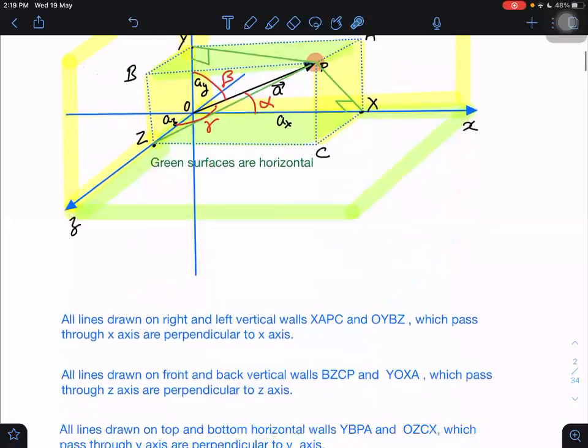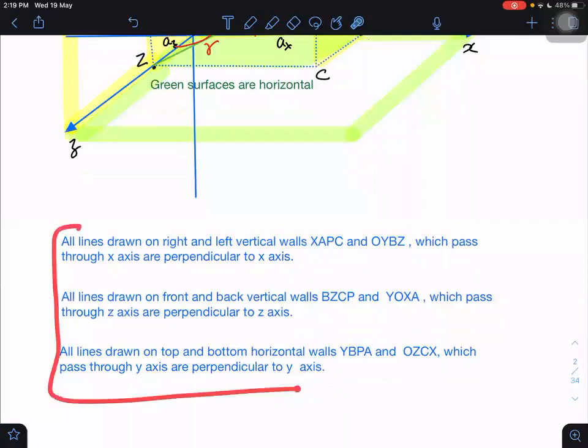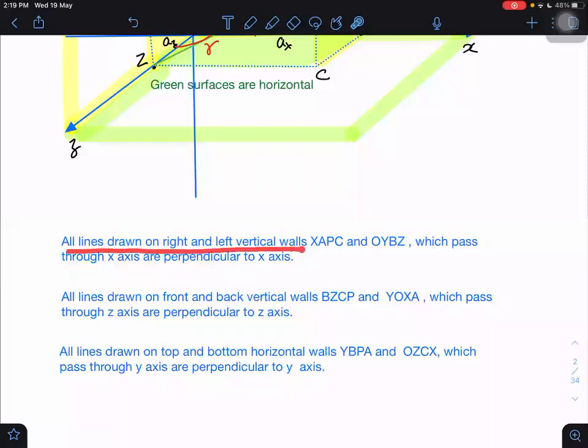Right. So these points we have to note down. All lines drawn on the right and left vertical walls, which are represented by XAPC and OYBZ, which pass through the x-axis, are perpendicular to the x-axis. If I draw many lines passing through the x-axis, on which planes am I drawing? On the right and the left vertical walls. Then all the lines which I have drawn on those, if they pass through the x-axis, will also be perpendicular to the x-axis.